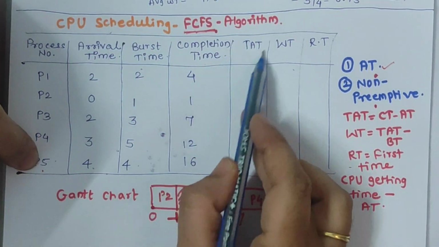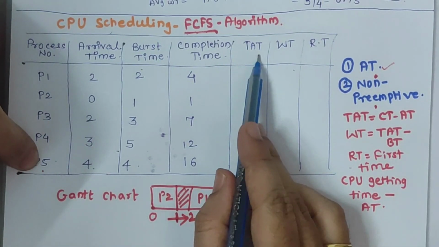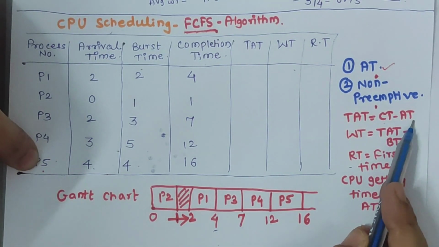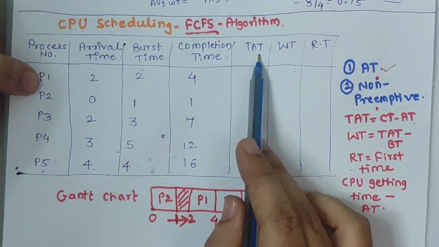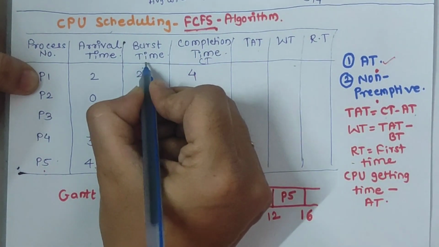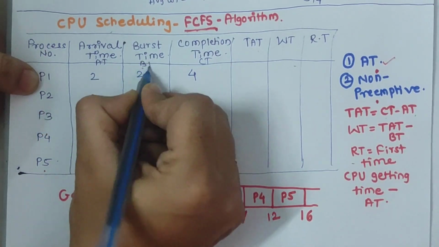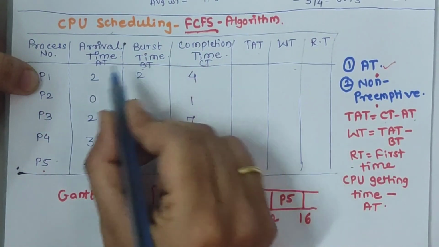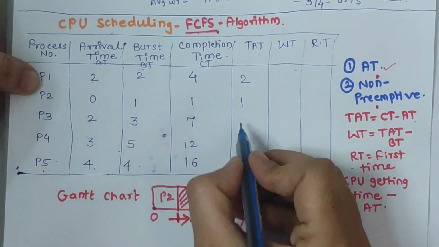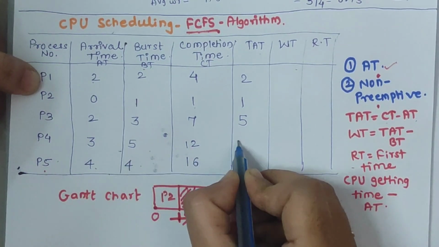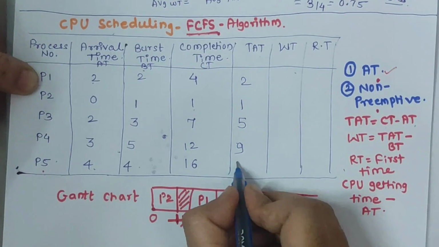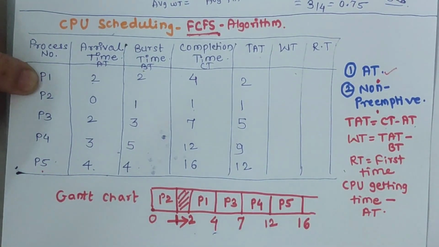Next is the turnaround time. I have written the formula here. Turnaround time is calculated using the formula completion time minus arrival time. So for process P1, this is completion time, this is arrival time, this is burst time. CT minus AT, that is 4 minus 2, we get 2 here. Then 1 minus 0, that is 1; 7 minus 2, that is 5; 12 minus 3, that is 9; and 16 minus 4, that is 12. So this is what we are getting as turnaround time.